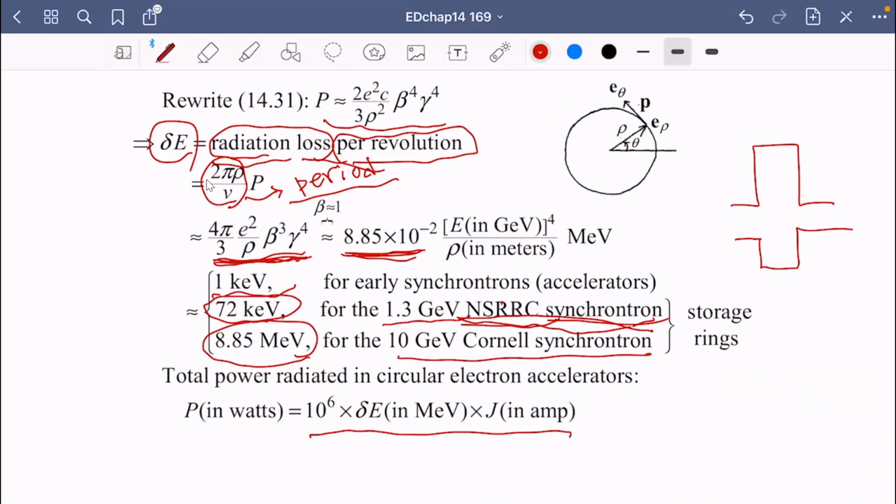Therefore, if we have 300 milliamp, 0.3 amp, then you will just multiply by this one.